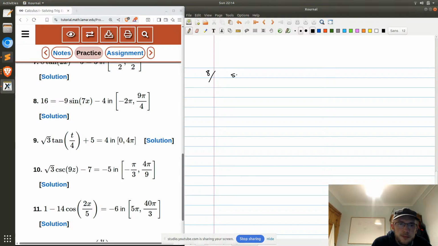Right. Has no solutions, as the range of sine of x is less than or equal to 1.